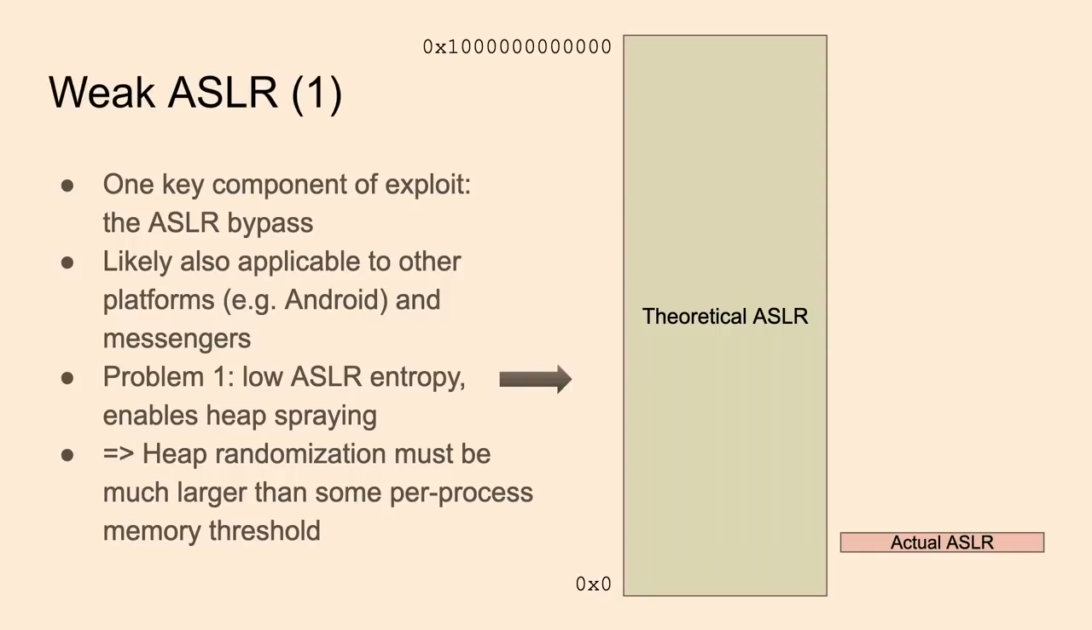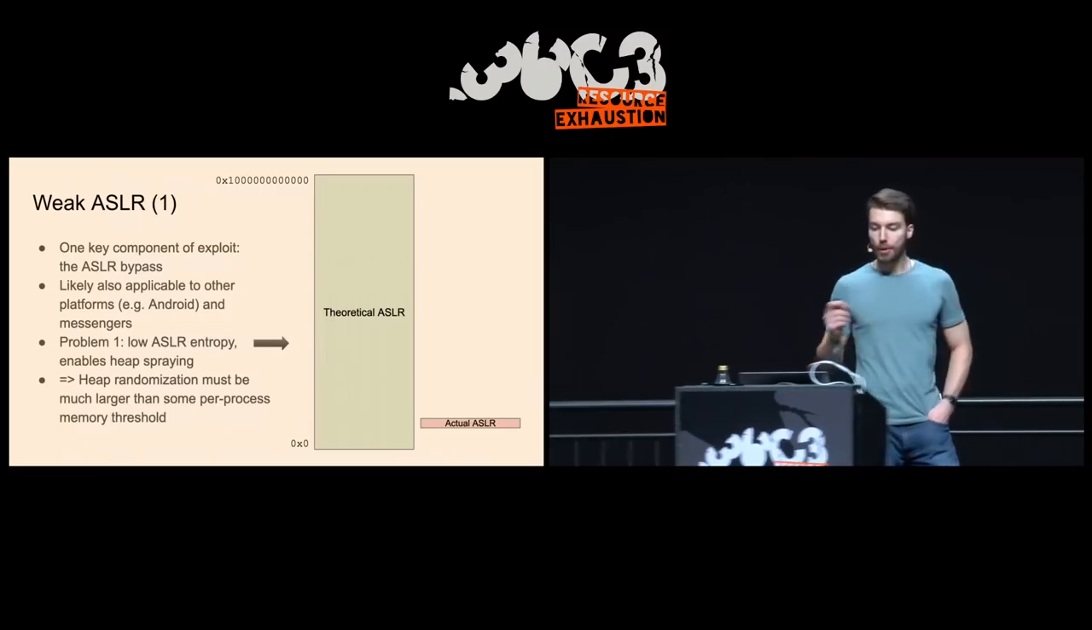So one of the first things that is really critical for this exploit is the ASLR bypass, which relies on a couple of things. And I think a lot of this ASLR bypass also works on other platforms. Android has a very similar problem with mappings being at the same address across processes, and other messengers have these receipts and so on. So I think a lot of this applies not just to Apple, but to Android and to other messengers. But OK, what is the first point?